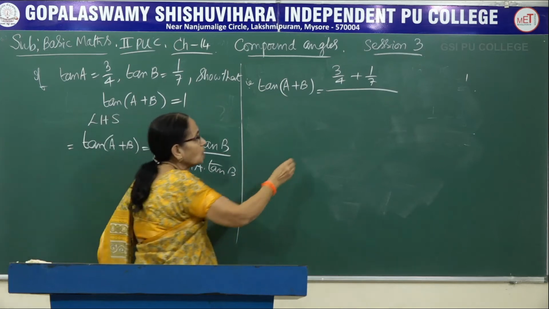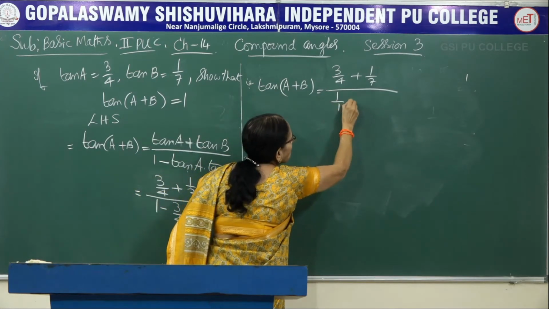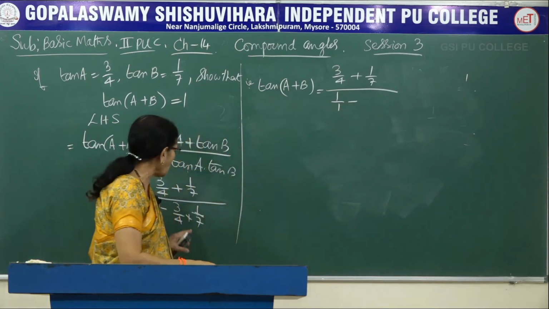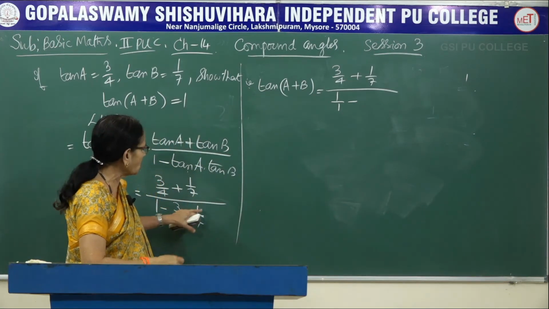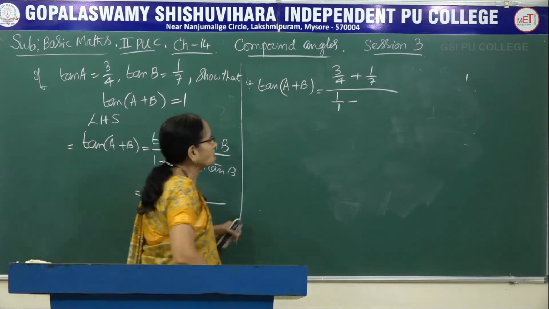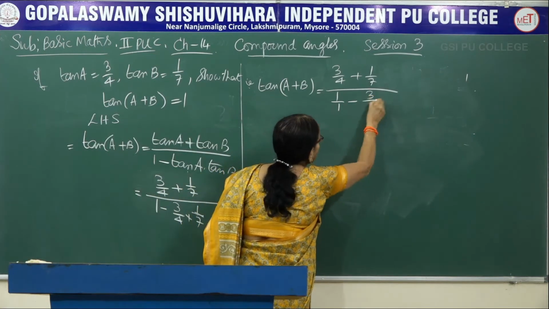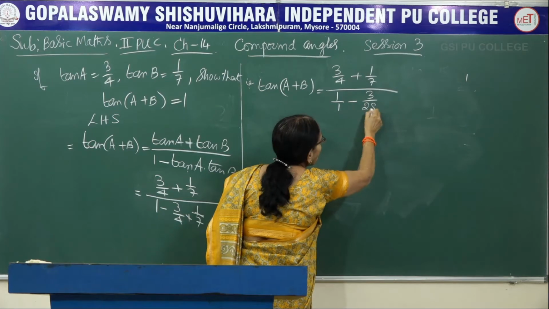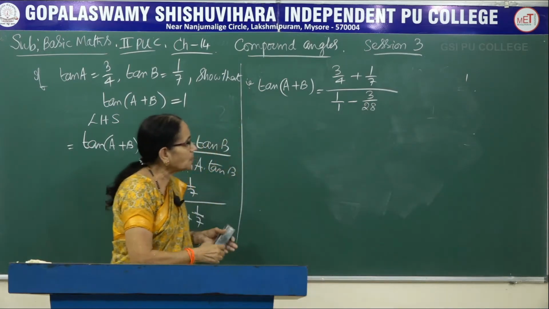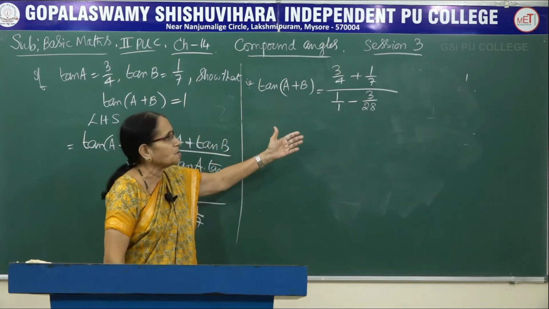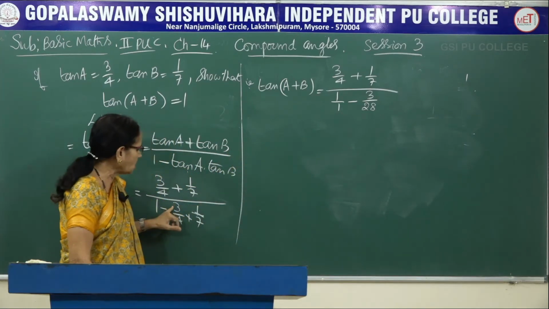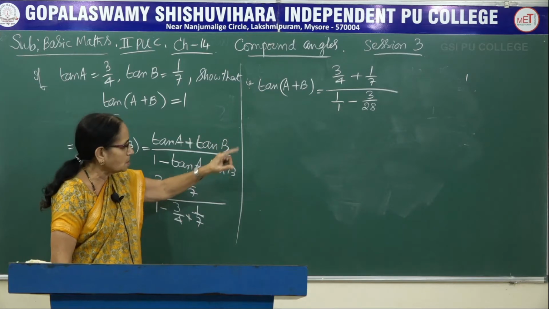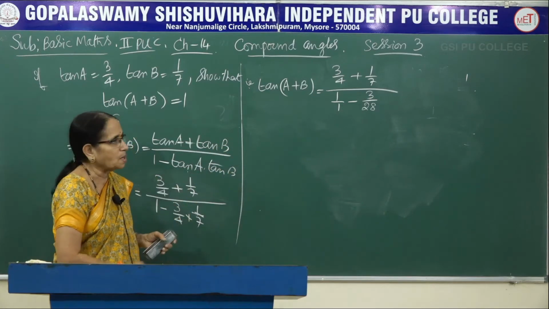Denominator, write 1 as 1 by 1 to avoid any confusion, or to write it in the form of a fraction. Now 3 by 4 into 1 by 7. So that can be written as 3 divided by 7 4s are 28. In the previous problem, I directly wrote it as 1 by 6 because the numerators were 1 and 1, whereas here it is 3 and 1. So 3 into 1, 3, 7 4s are 28.